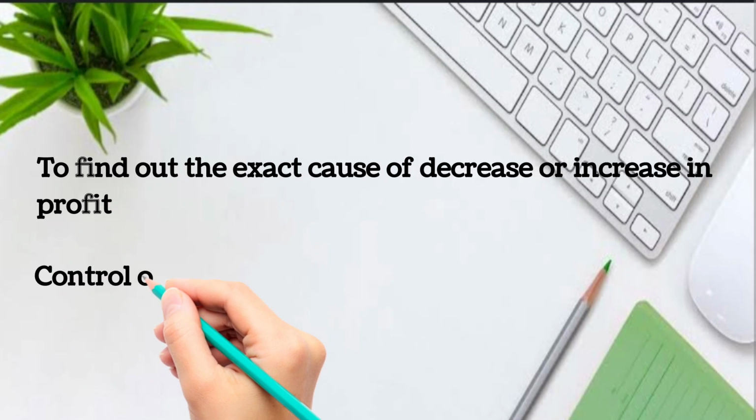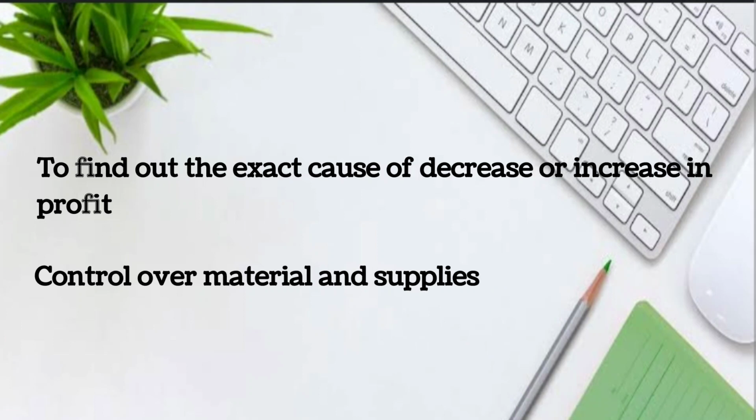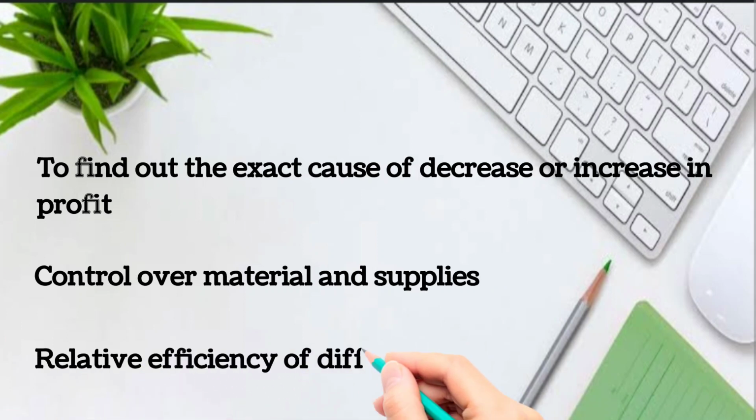Next advantage is it gives a control over material and supplies. Here, cost accounting teaches us to account for the cost of material and supplies according to department, process, units of production that provides us a control over the material and supplies. Relative efficiency of different workers. So with the help of cost accounting, we may introduce suitable plan for wages, incentives and rewards for workers and employees of an organization. So this gives the efficiency of different workers.